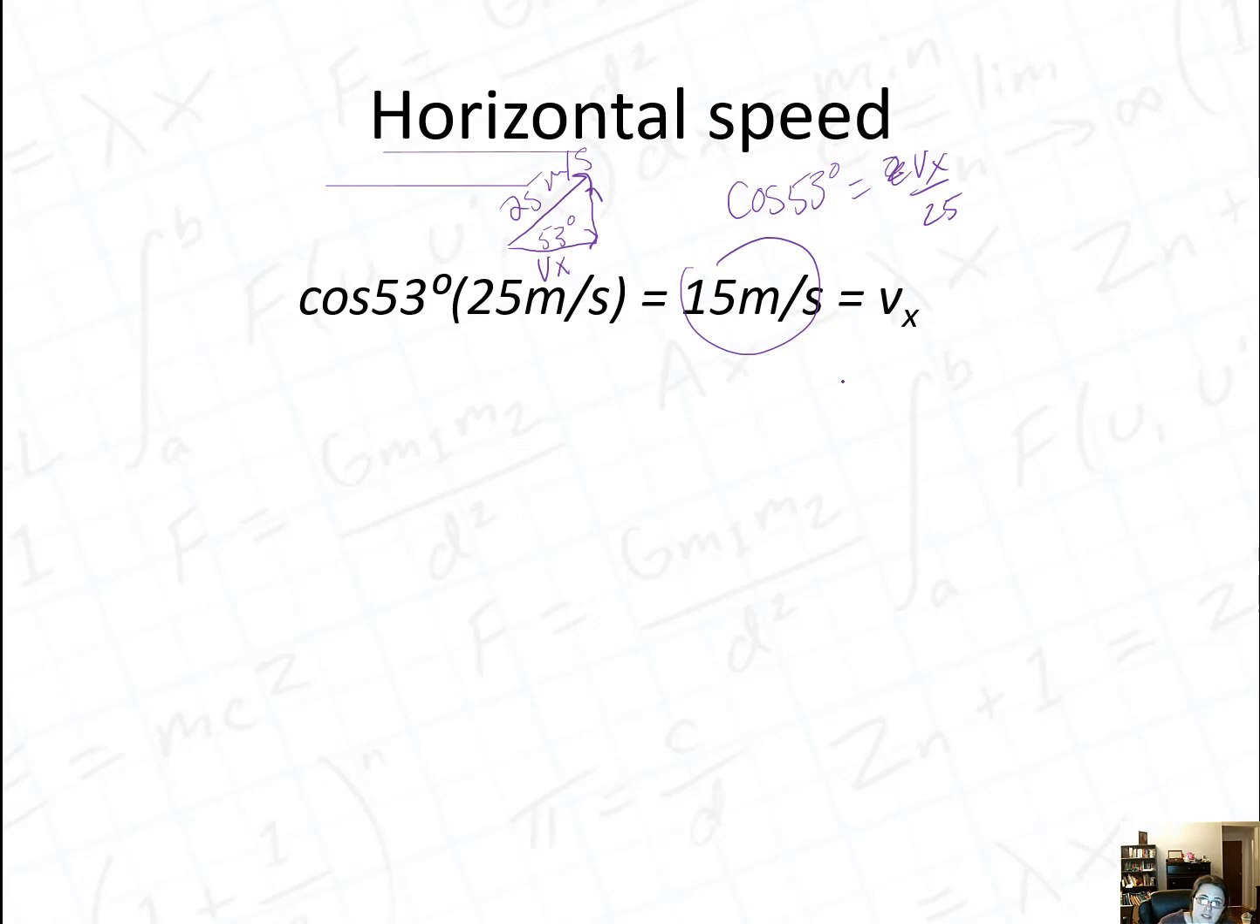And now we need to save these. We're going to use them later, the Vx and the Vy. So then the time to the peak is, again, that Vy equals At. So the time is equal to the velocity in the y. I'm going to make this clearer. So it's the velocity in the y is equal to A.